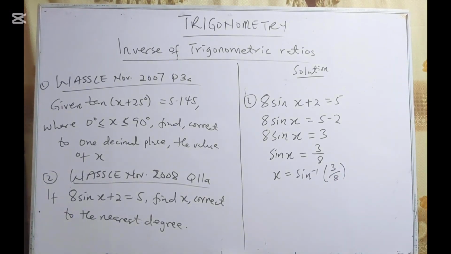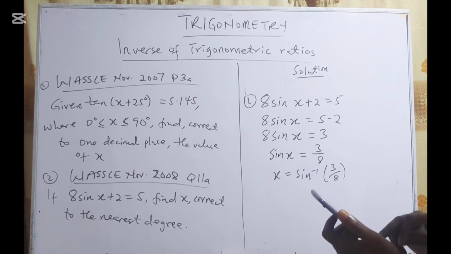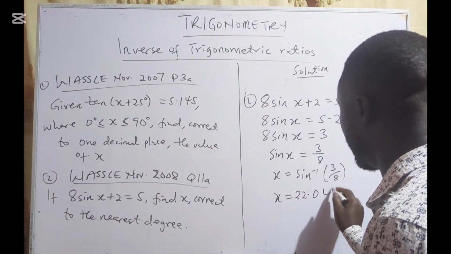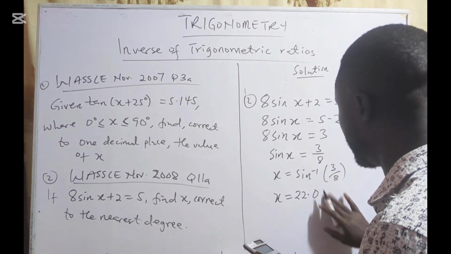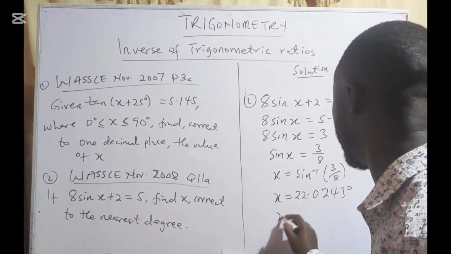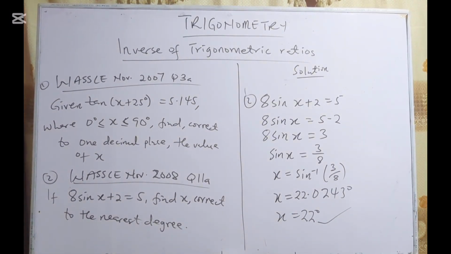You see, it looks so simple. Then what you have to do is take your calculator and find sine inverse of 3 on 8. And that will give x as 22.0243 degrees. So to the nearest whole number, my x is going to be 22 degrees. So the value of x is 22 degrees to the nearest whole number. I think that is very clear and easy to understand.